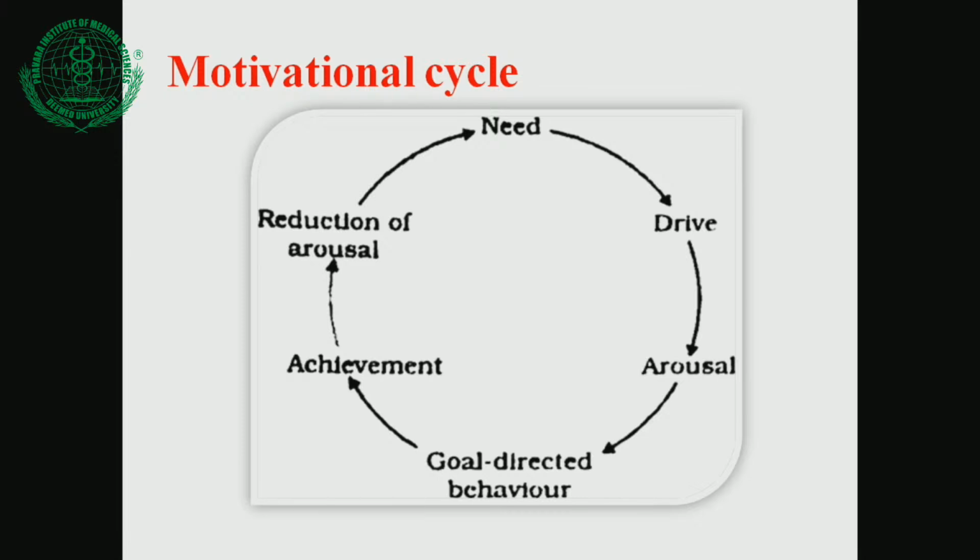The person needs water, and due to that he feels thirsty. So the body needing water is the need, and the thirsty feeling will be the drive. Arousal is: I want water, or I want to drink water. So this will be the arousal. And to take the water, the person goes towards the water source and does some activity to get the water. So this is goal-directed behavior: to decrease the thirst, the person is drinking the water.